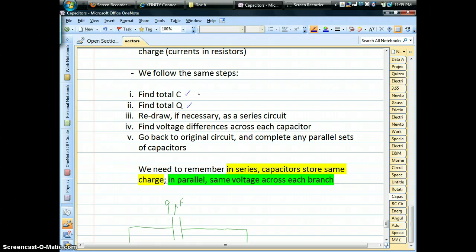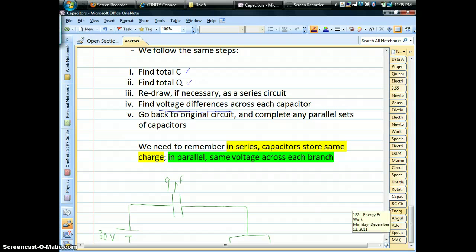Especially if you have multiple parallel sets of capacitors, we can redraw the circuit as a series circuit. That's useful because really what we're looking for is we need to find the voltage differences for each of those parallel sets. And last but not least, once we have the voltages, we can go back to the original circuits and figure out how the charge is split and how they're stored within the parallels.